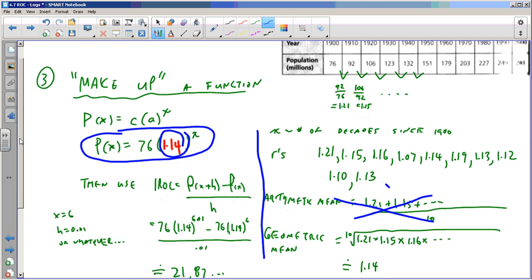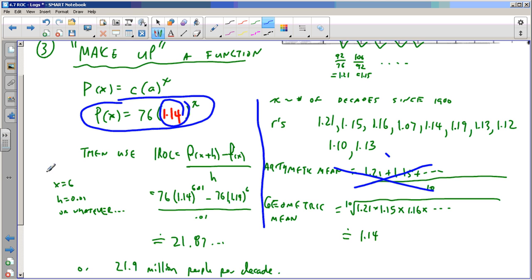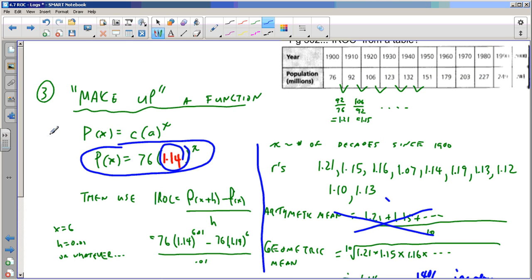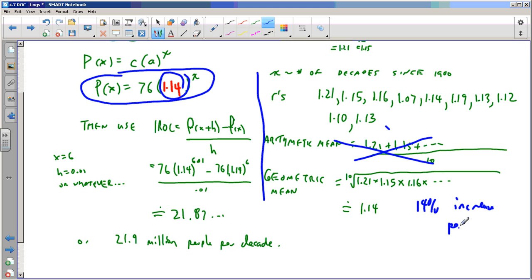But there is another type of mean that we can talk about for ratios, and it's called the geometric mean. Instead of adding up a bunch of numbers and dividing by the number of numbers, we multiply up the numbers and take the nth root. So there are 10 rates. I can multiply them all up, and then I take the 10th root, and I get 1.14. So that means, according to this model, with the geometric mean in there, the base is 1.14, and that means it's a 14% increase. Again, this is per decade, right? Because from here to here is 10 years. That's an increase per decade.